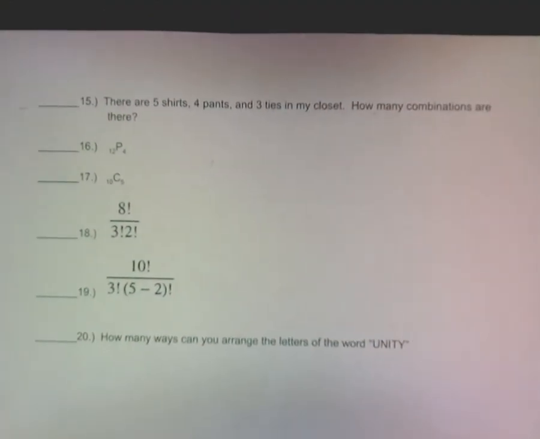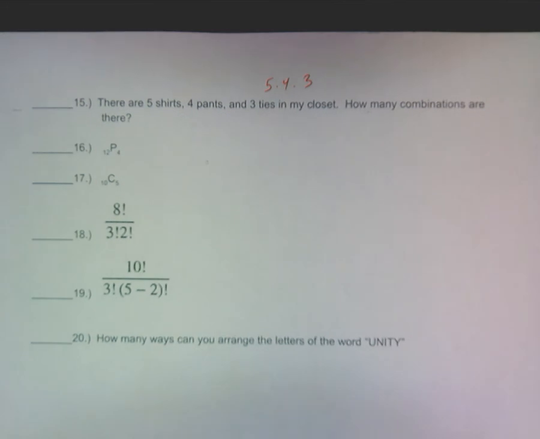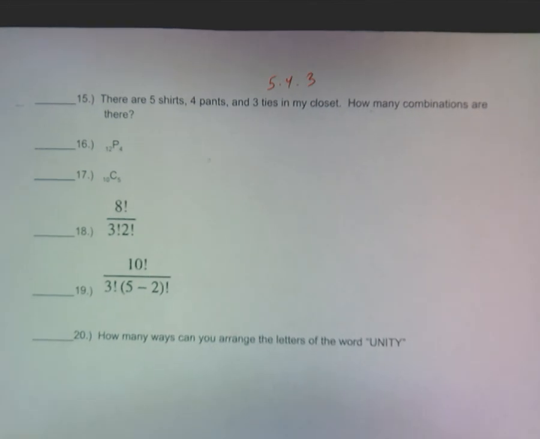All right, last and final ones. There are 5 shirts, 4 pants, 3 ties in my closet. How many combinations are there? This is the counting principle. Just do 5 times 4 times 3, which would give you a grand total of 60.